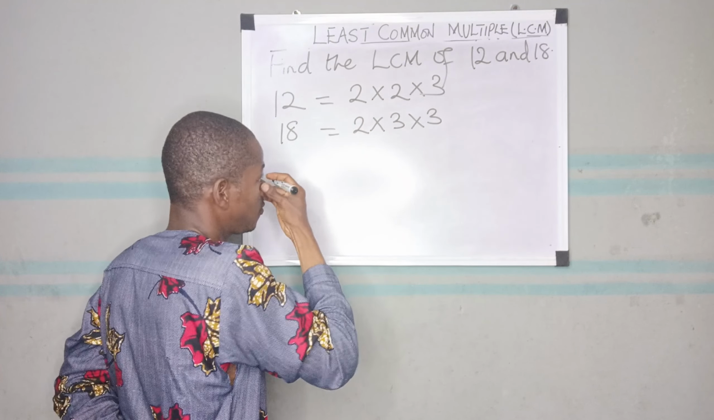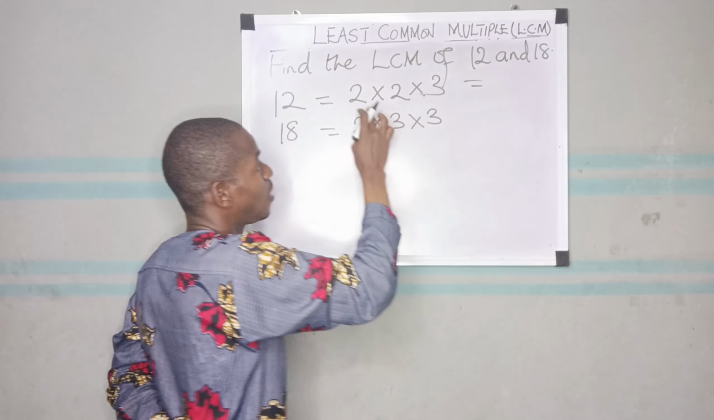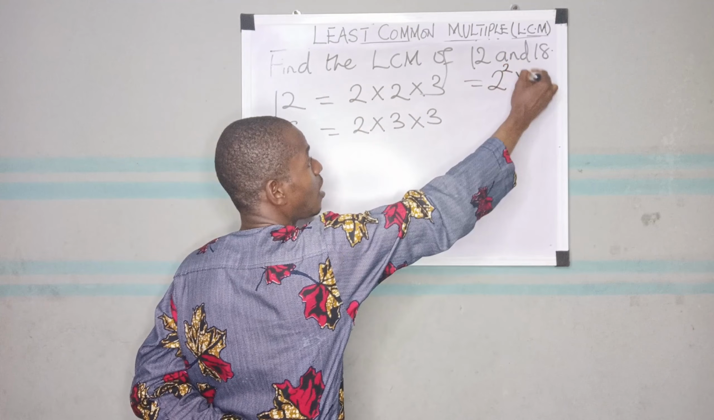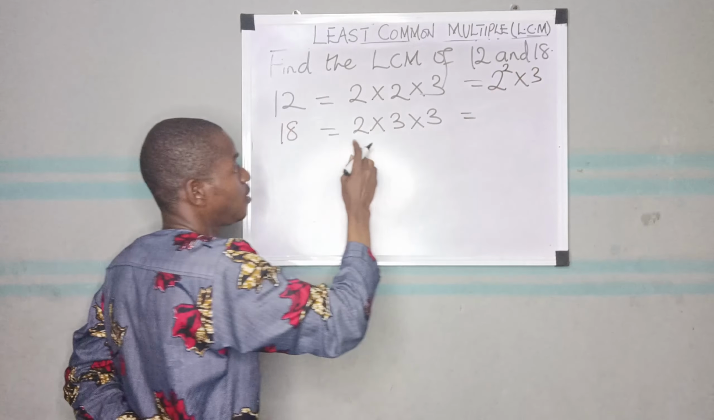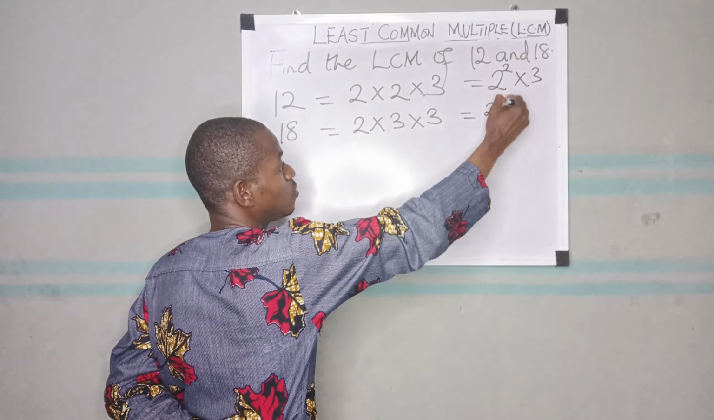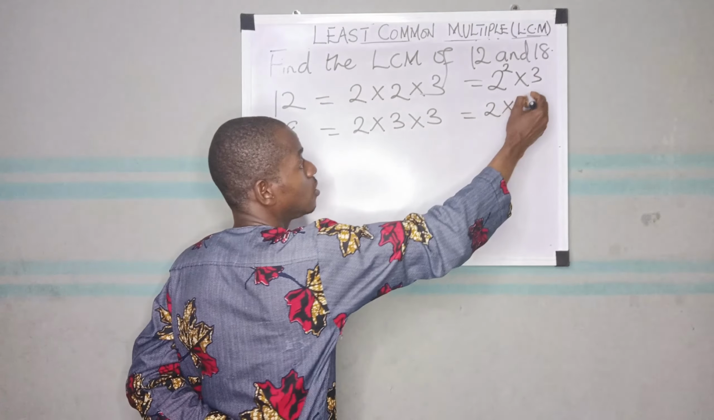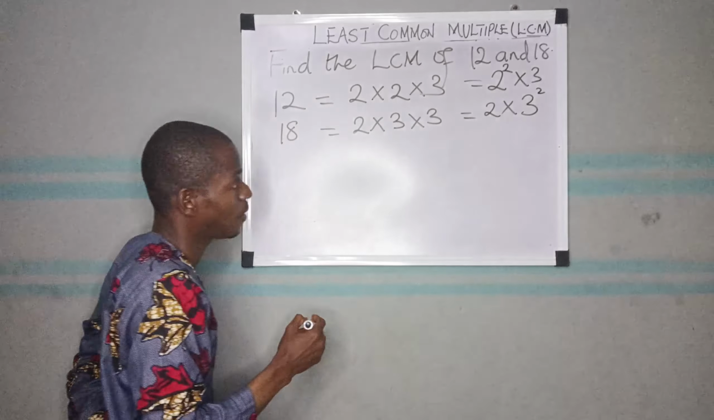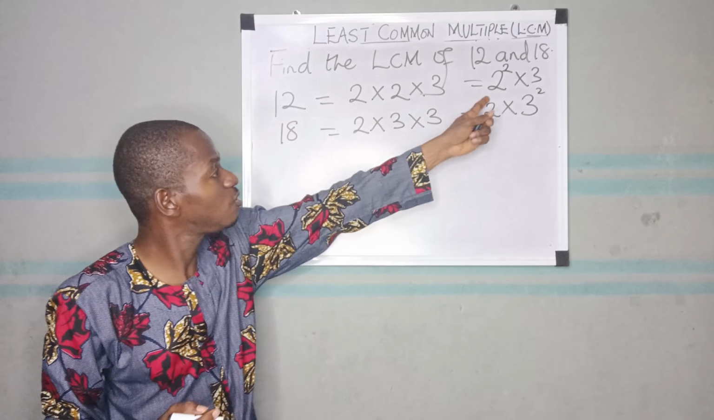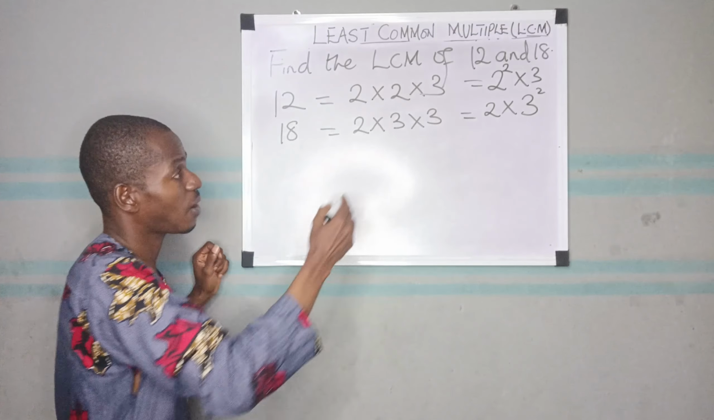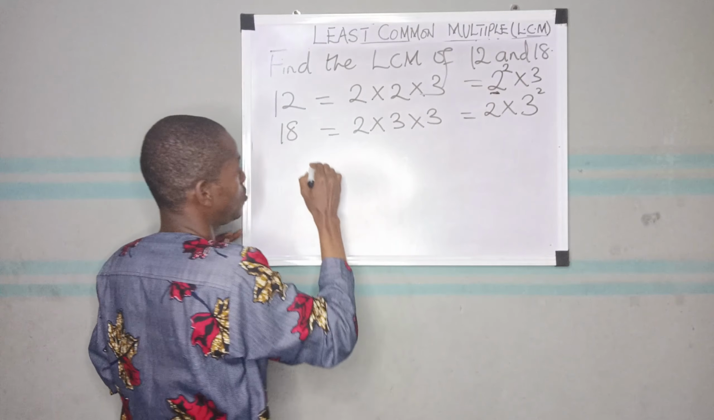Now, let's put them in powers or index form. How many 2s am I using here? 2. So I can write it as 2 raised to power 2 times 3. Now here, I'm only seeing one 2, so that's 2 times, and how many 3s am I using here? 2. That's 3 raised to power 2. Now, I have 2 raised to power 2 here and 2 raised to power 1. Which one has the biggest power? This one here, so I pick it out.